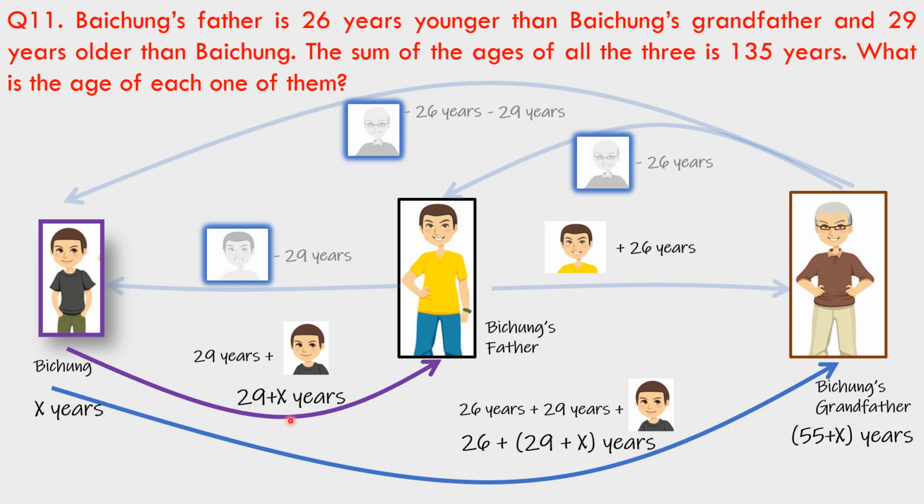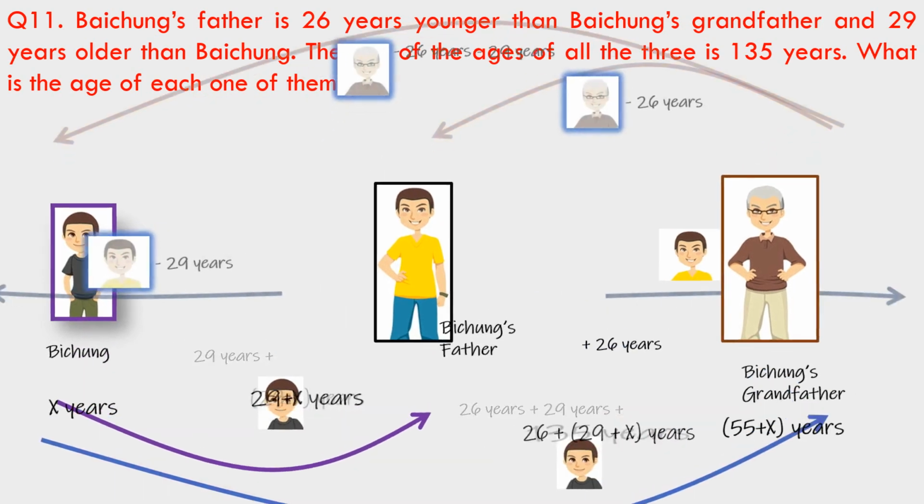Also, the Baichung's father is 26 years younger than his father. That is Baichung's grandfather. Means grandfather 26 years बड़े हैं Baichung के father से. तो अगर father की age 29 plus x है तो grandfather की age 26 years और ज़्यादा होगी. That's why grandfather की age is equals to 26 plus in the bracket 29 plus x becomes 55 plus x.